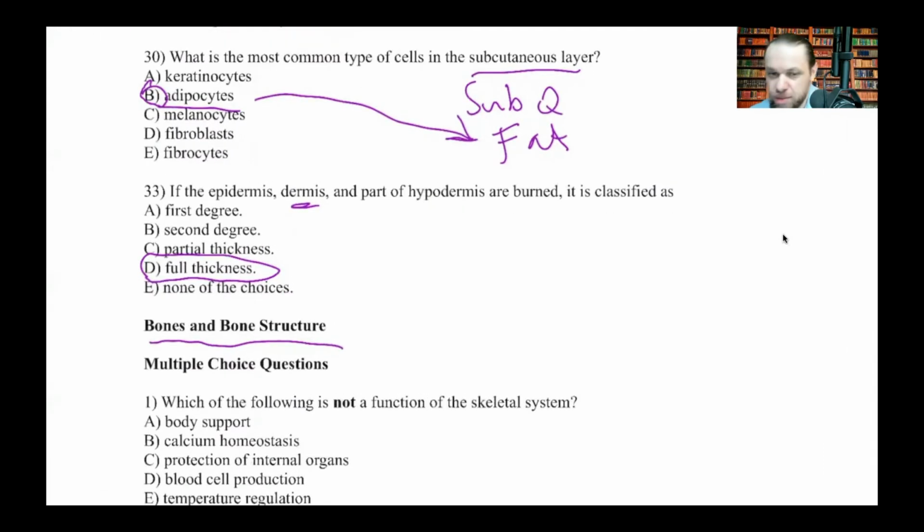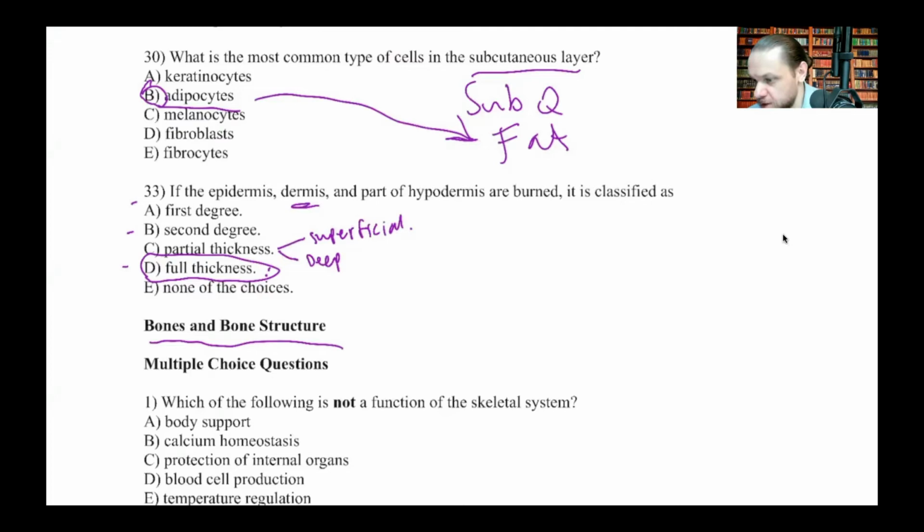Some books, I know in my lecture, some books do have 2 divisions for partial. They'll have superficial and deep. But some books, and this book in particular, they basically subdivide first degree, second degree, which is partial thickness, and then you have full thickness. So this for 33 is full thickness.